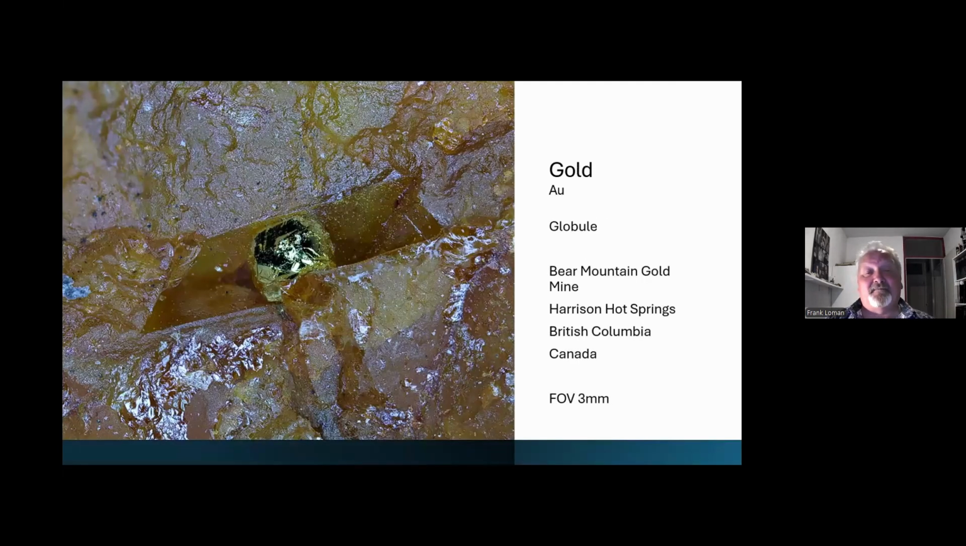And the only mineral which is not one of mine, this one I got from Steve, is gold. It's not completely rounded, and you can see some crystal faces on the outside. So I named it a globule, and it's from the Bear Mountain mine in British Columbia and Canada. Thanks for that, Steve.